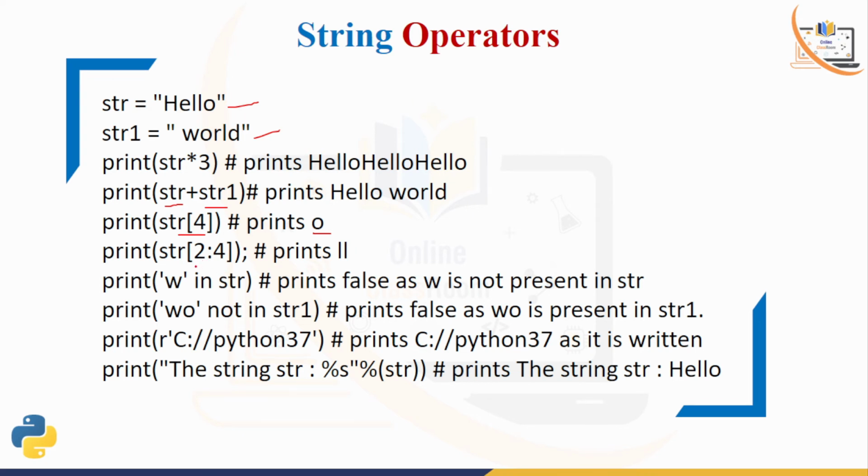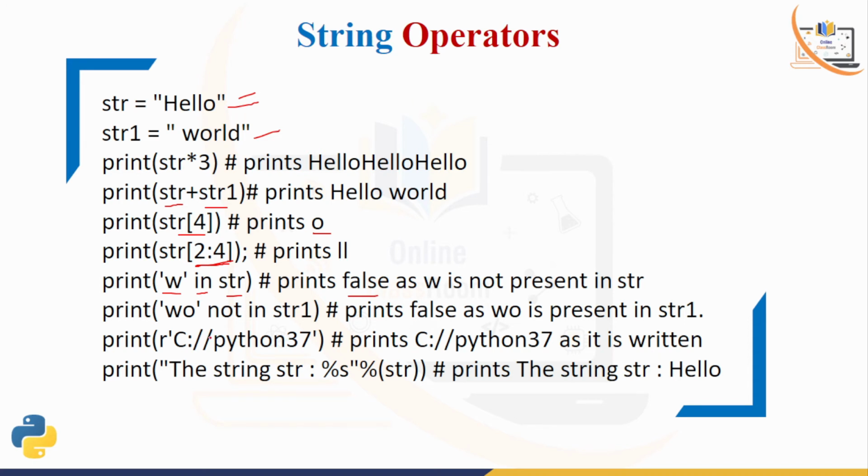And now there is a range, which means we have to print 2 to 4, right? 2 to 4 means starting with 2 and ending at 3, before 4. Now print w in str, what is the meaning of that? I want to find whether a particular character w is present in the str string or not. As str is the hello string, and inside hello there is no w character, it will return false.